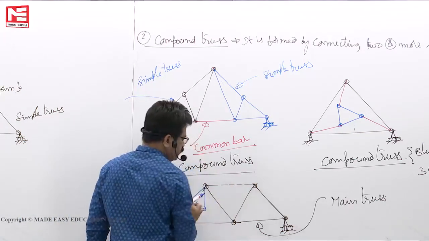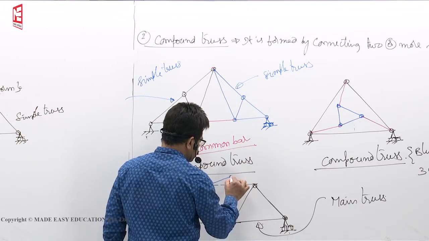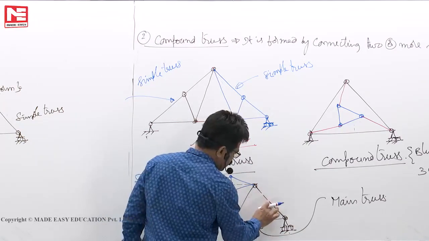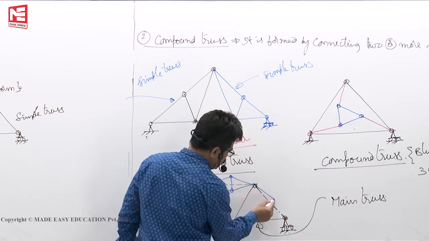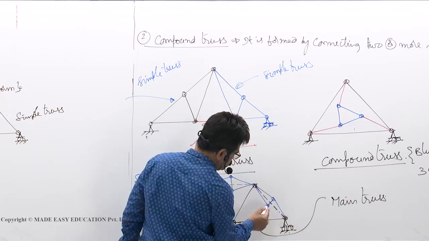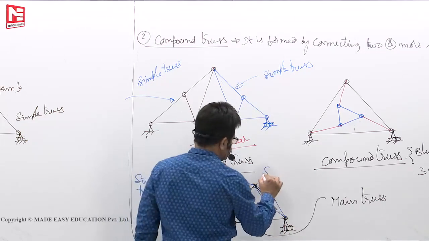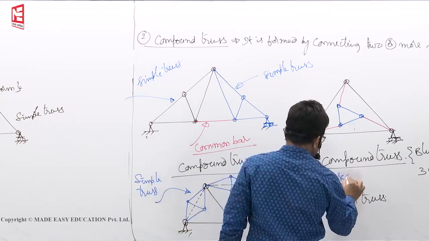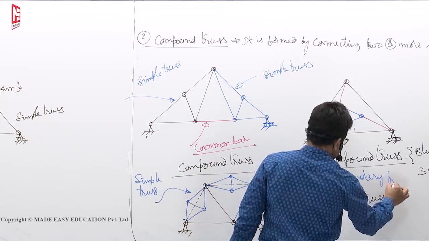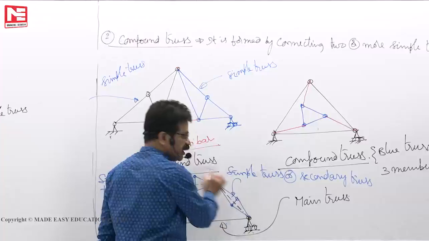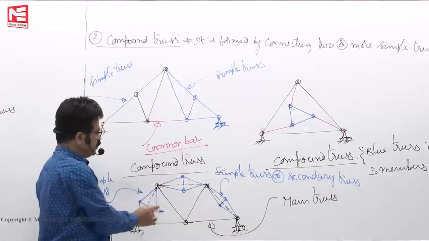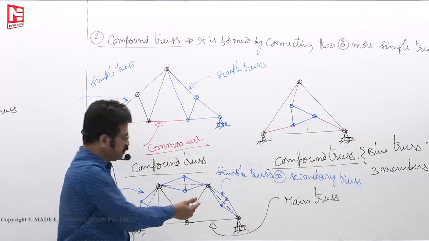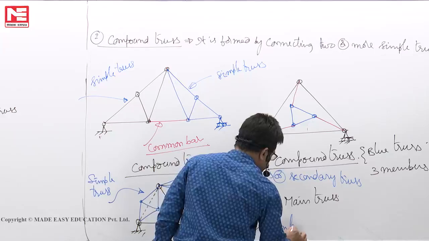Here also, this also you find it big, let us say. You connect it by a triangle like this, triangle like this. Same thing, I can replace this one by a small truss like this. This is a simple truss, also called a secondary truss. Main truss, black color one, these are secondary trusses. So simple trusses are connected to form another truss. Then it will become a compound truss.